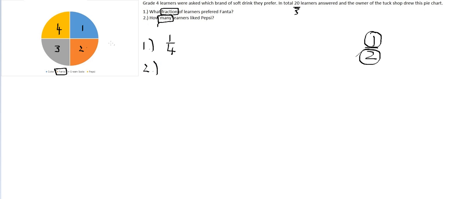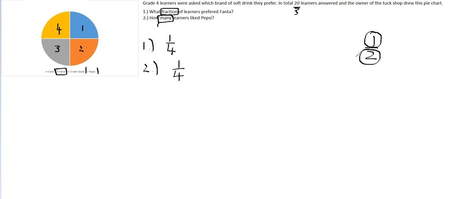So let's have a look. How many slices of the pie belongs to the Pepsi? Pepsi is the yellow one. So there we go. Again, our pie is divided into 4 pieces, so that's going to be the bottom. We've only got 1 piece that belongs to Pepsi, so that's 1/4.